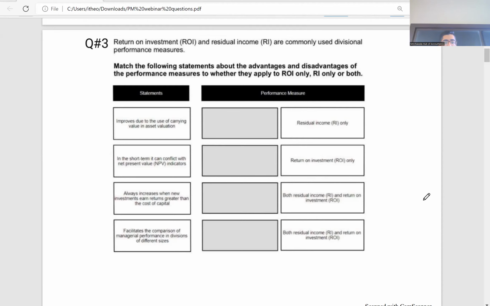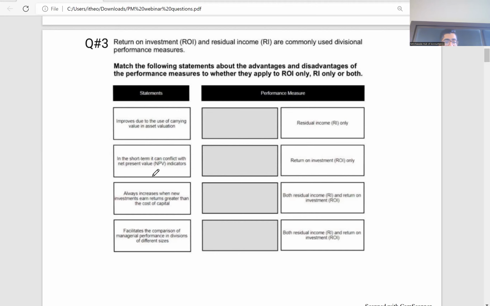First is the statement that ROI and RI are commonly used divisional measures. Match the following statements about advantages and disadvantages of the performance measures to whether they apply to ROI, RI, or both. Now match the statements. Improves due to the use of carrying value in asset valuation. You have to match this statement, whether it applies to ROI, RI, or both.